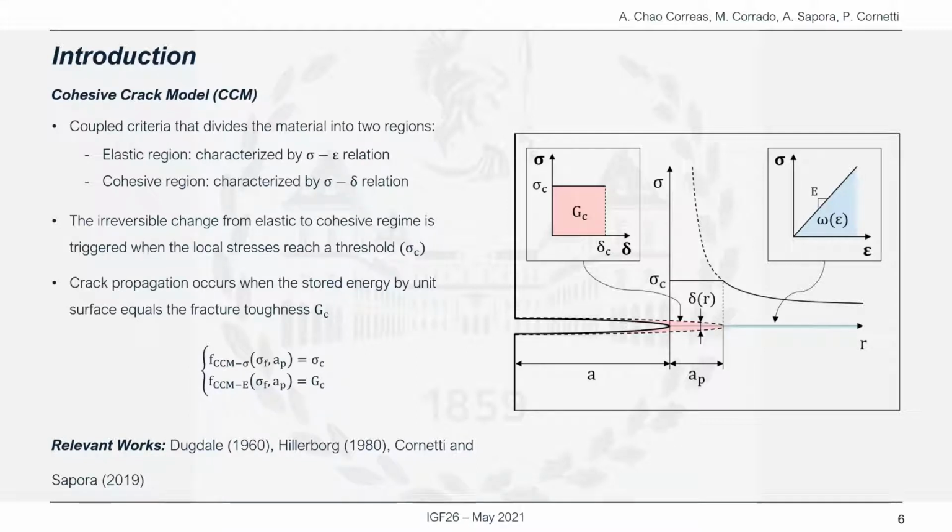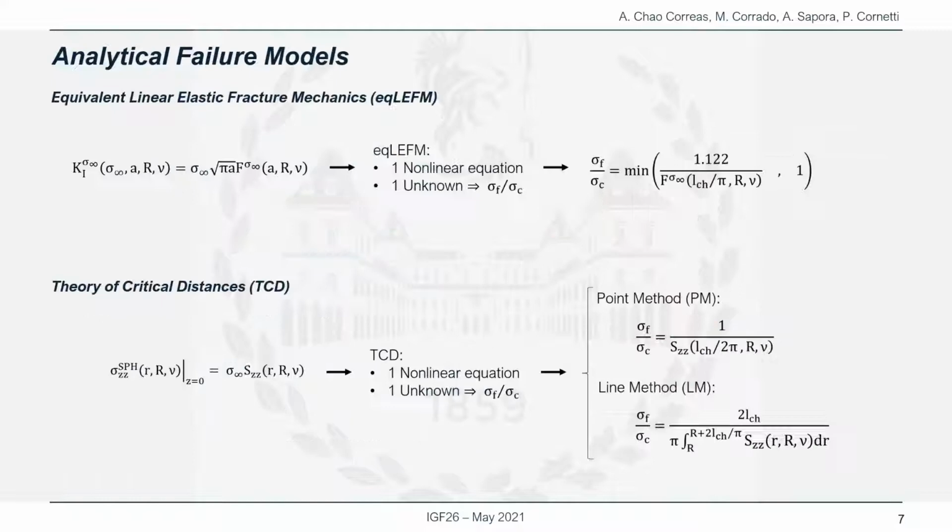Once presented all the formulations that we will be using, let's see how each of these are particularized for the spherical void case. First, equivalent linear elastic fracture mechanics and theory of critical distances are the two simplest cases, each of which only requires one function input, which is either the stress intensity factor or the stress field, respectively. Then the solution is given by one single equation with one unknown, the weakening ratio.